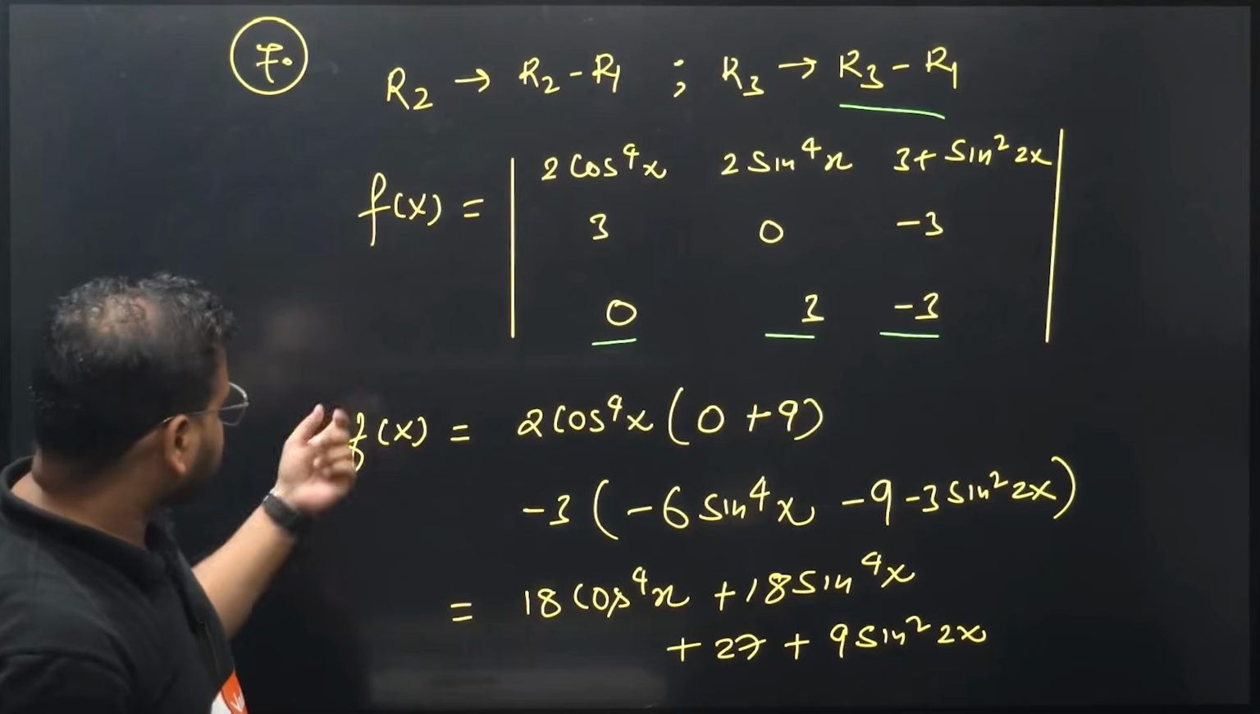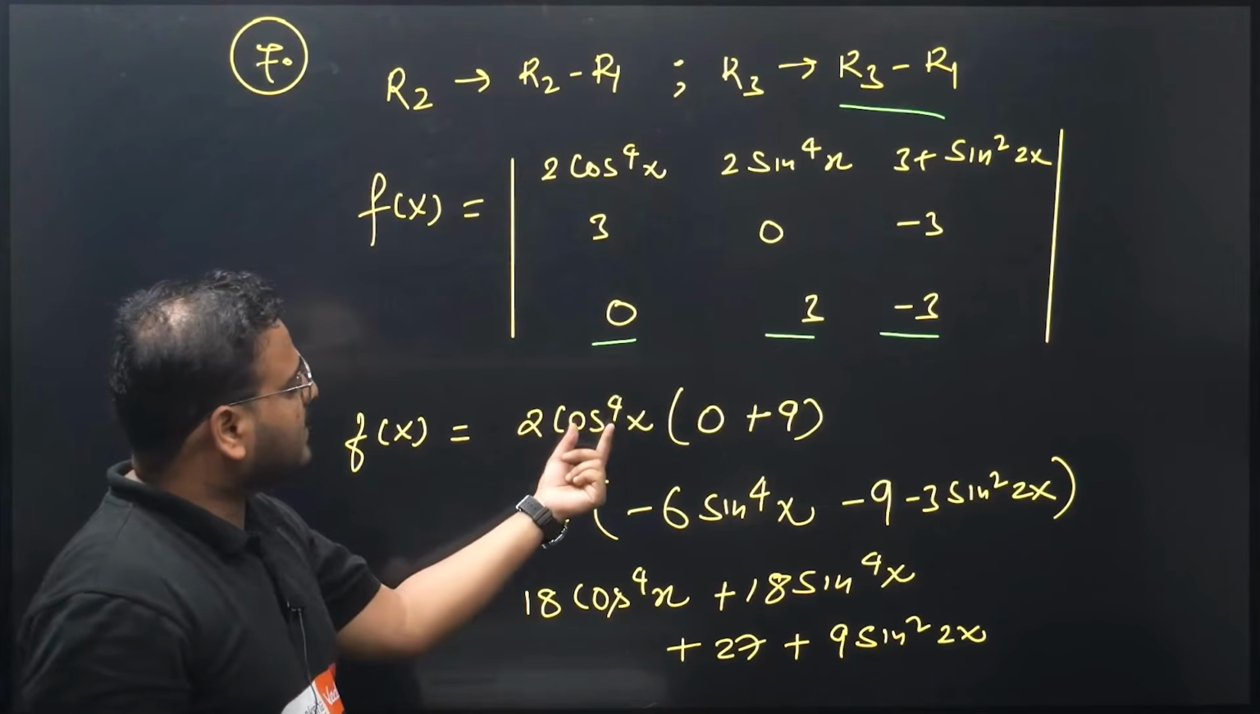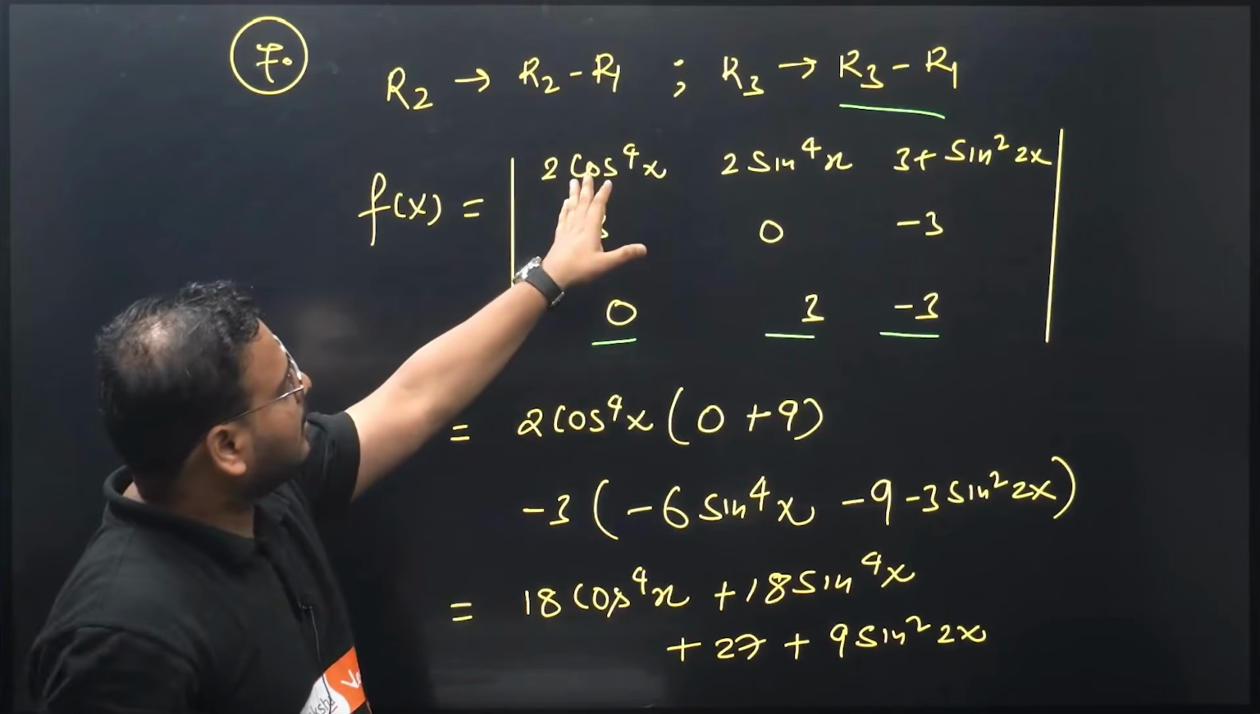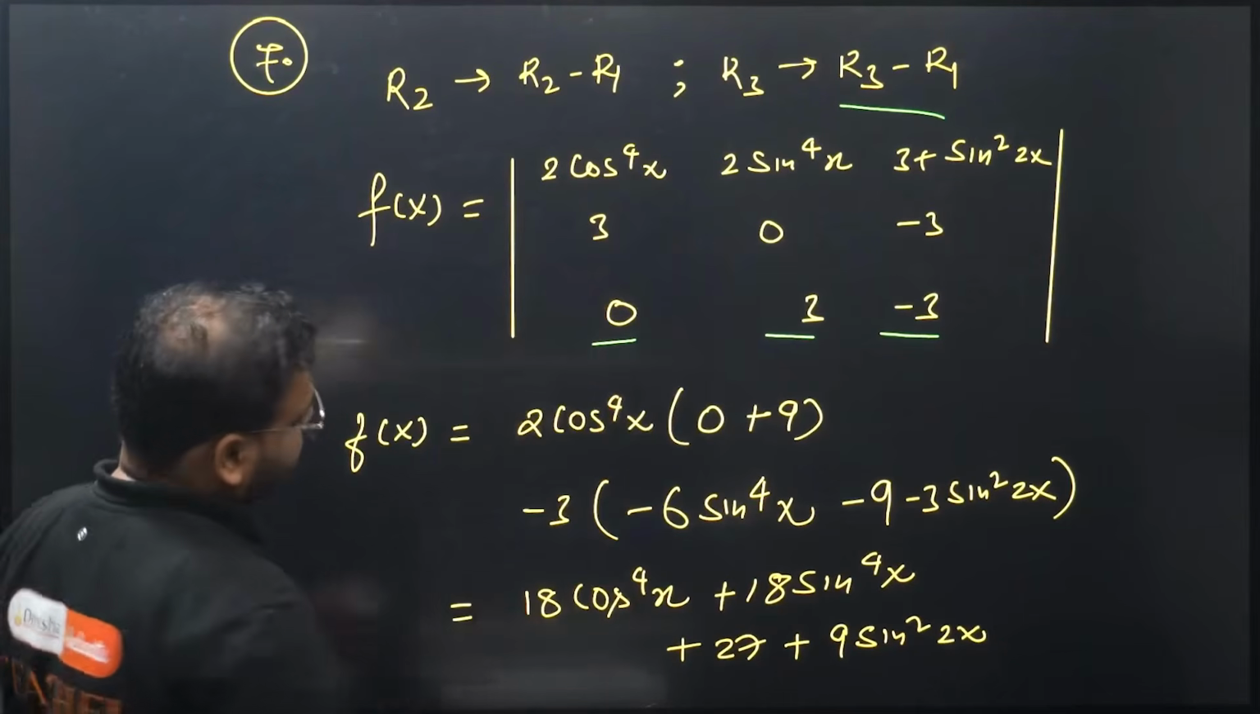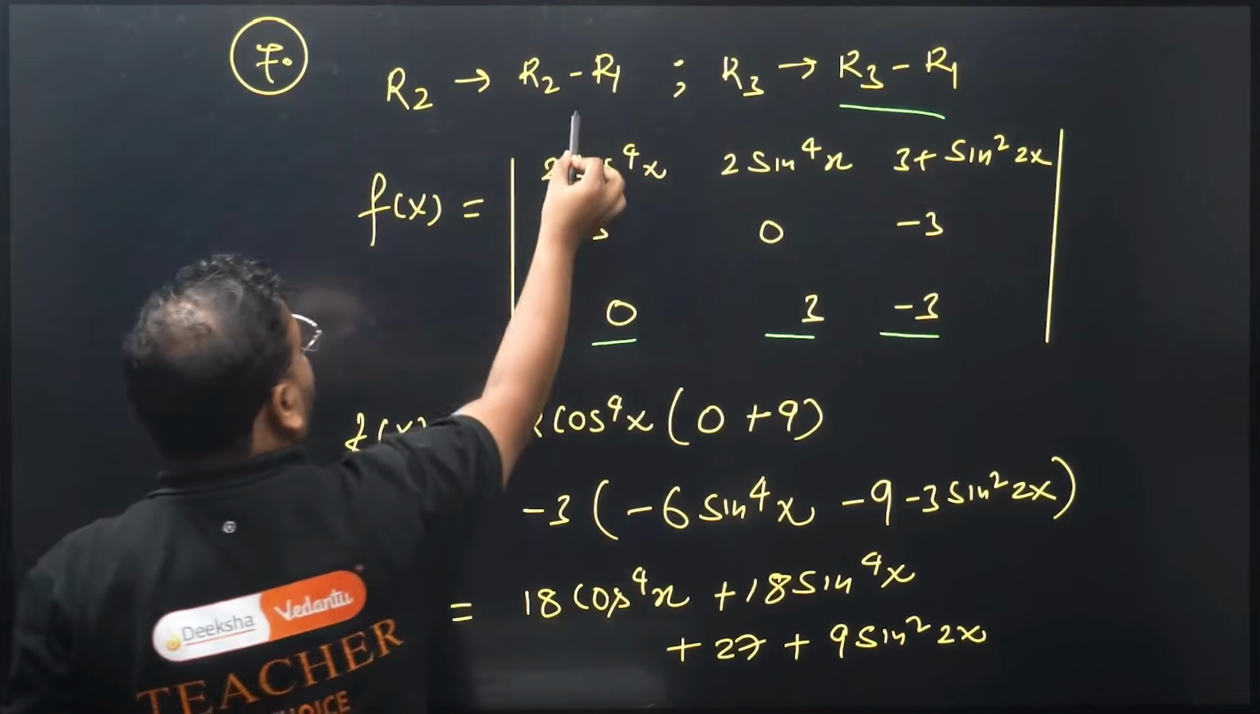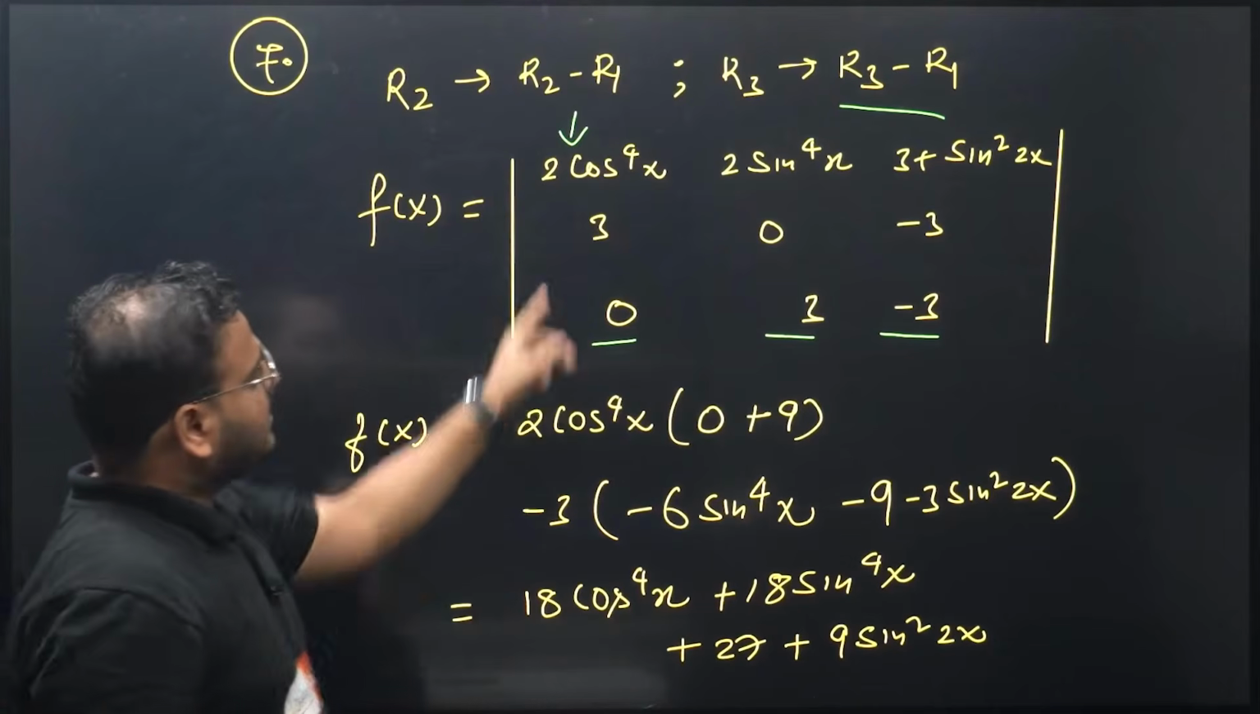Okay. 2 cos power 4x. Check this out. Across this we are doing, this is my column, right? Yeah. Across column number 1 we are doing, okay. 2 cos power 4x, this will be 0.